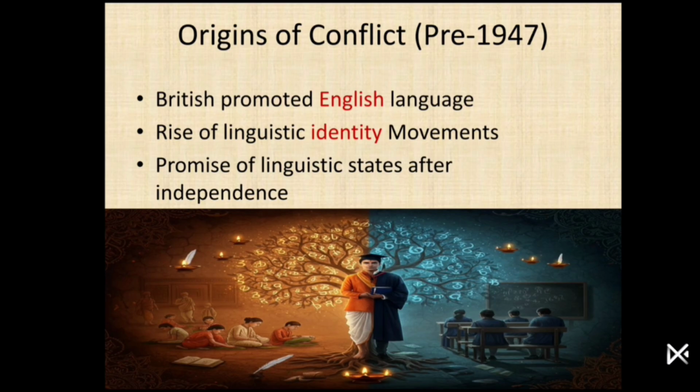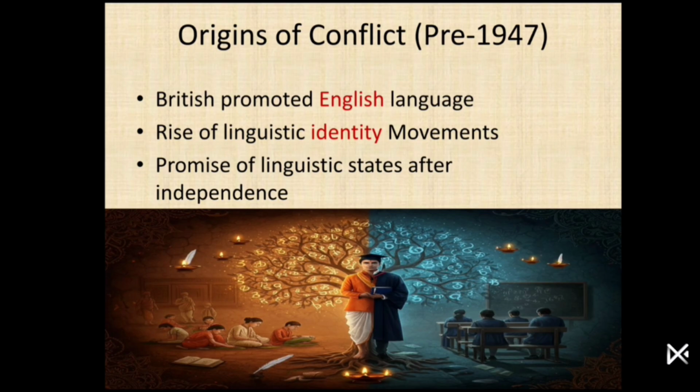So now two powerful forces were growing together. One, English as a language of power. Two, regional languages as a symbol of identity. And when power and identity move in different directions, conflict becomes inevitable.